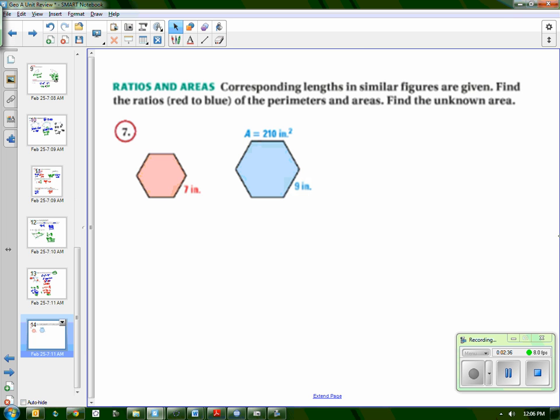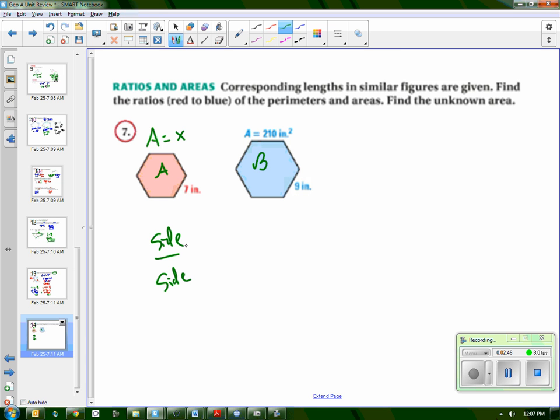Ratios and areas. Okay, let's see. What do they want? Find the unknown area. So I'm going to find this area. I'll call that my x. I remember that if I do side over side, if I call this figure A and this figure B, the side of A and the side of B, the ratio of the sides and the ratio of the areas, area over A, area over B. Let's see. Sides and areas, those don't have the same ratios.